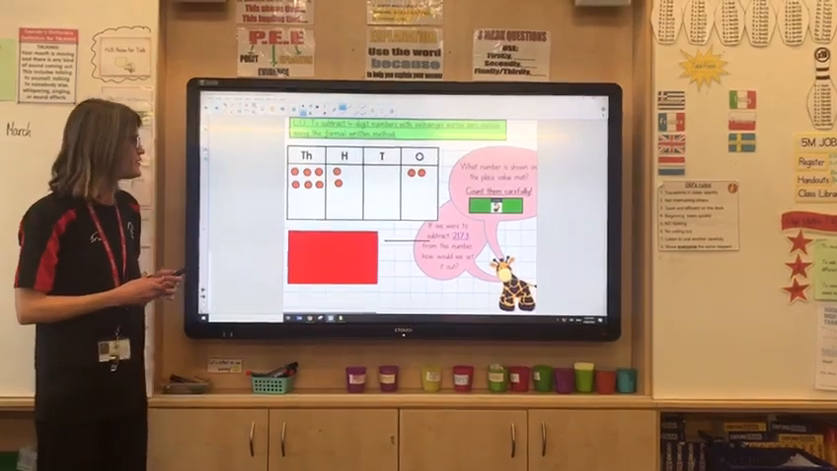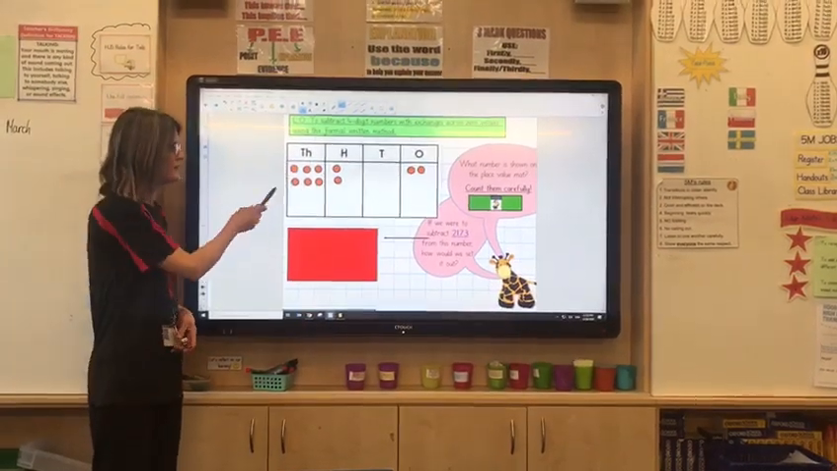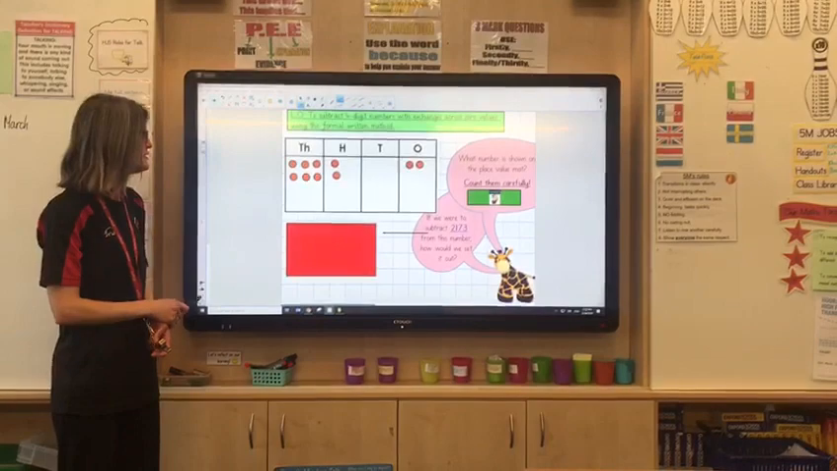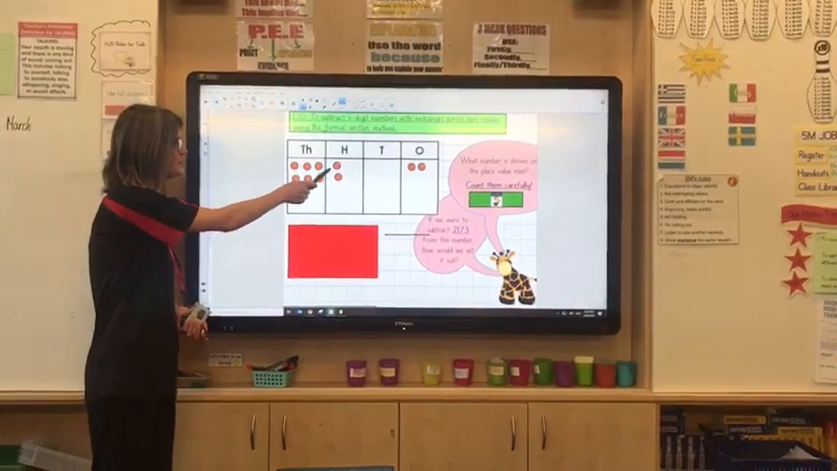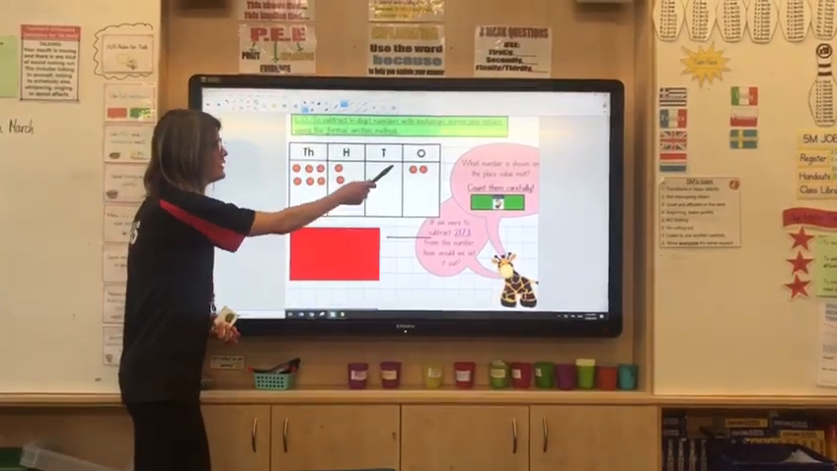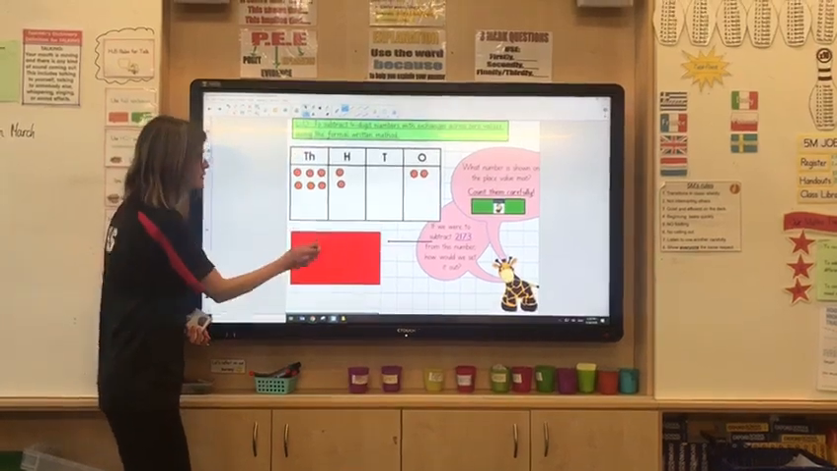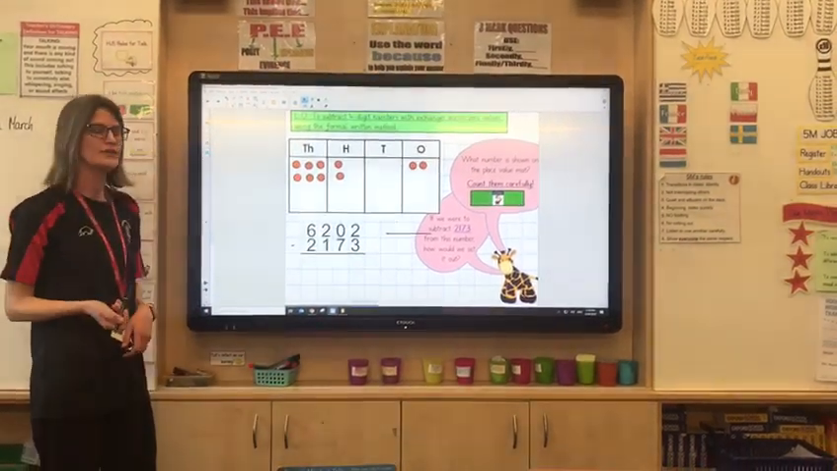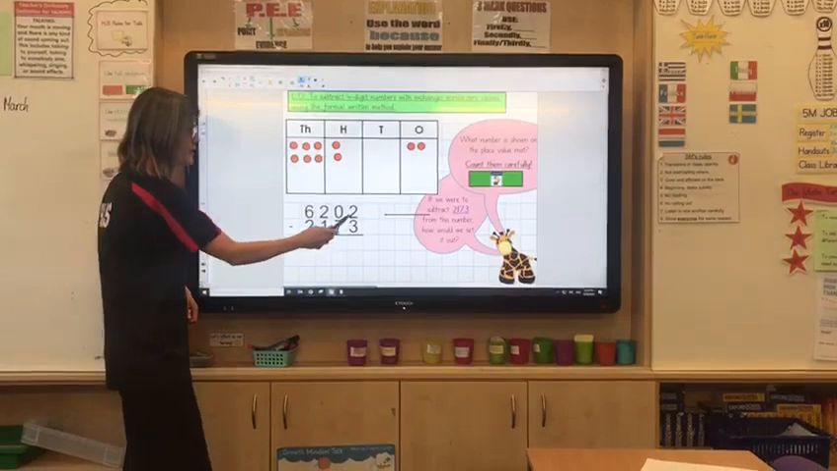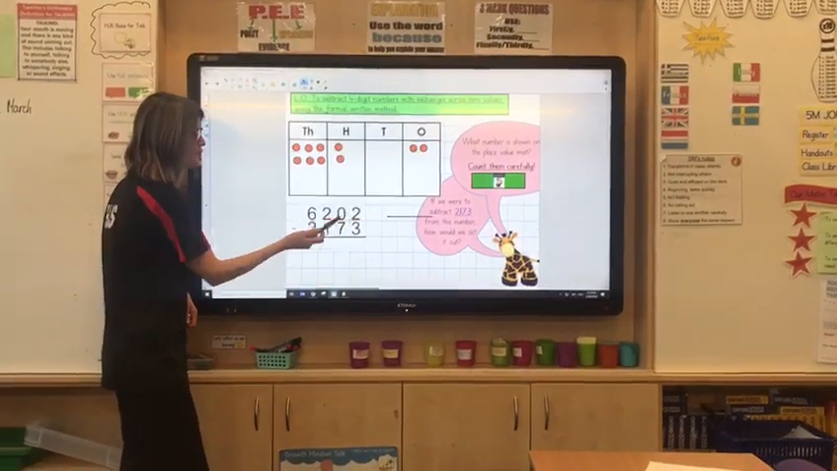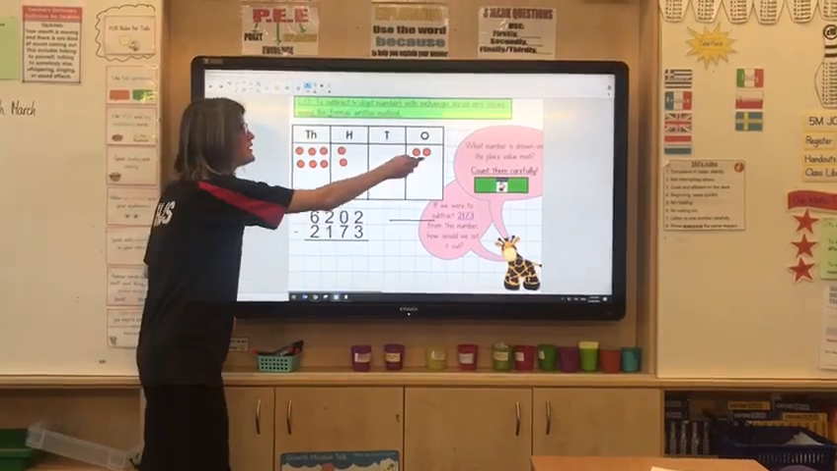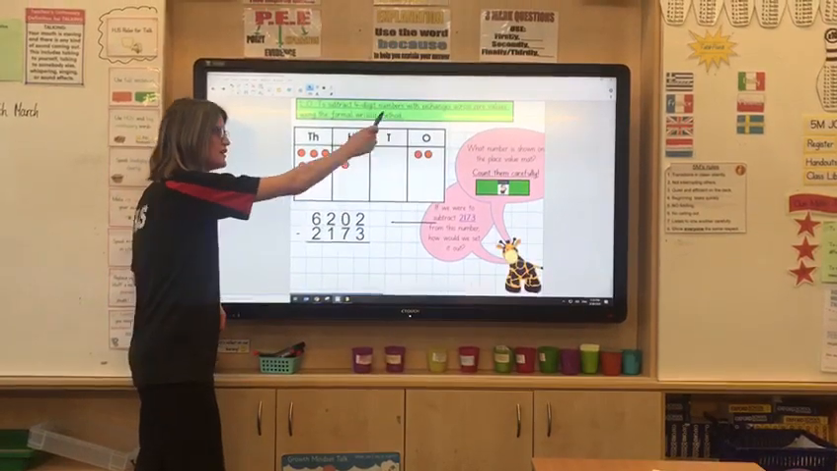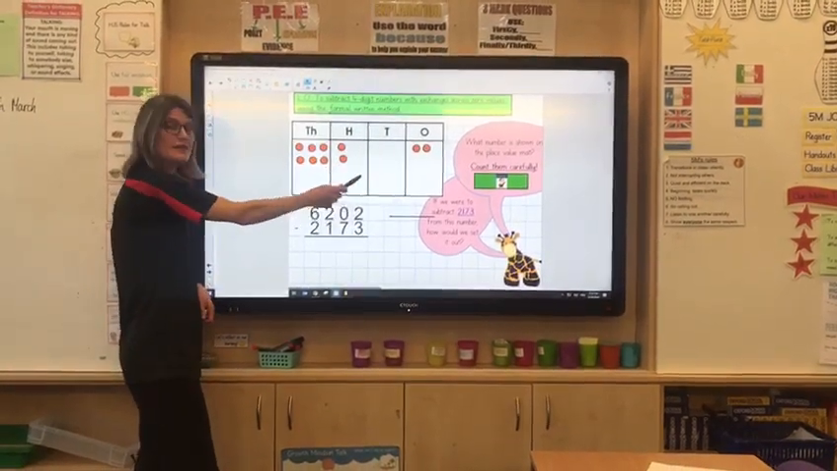Okay, let's have a go at our next one. Have a look at the place value grid and identify the number that's represented. We've got 6,000, 200s, no tens and 2 ones. And we're going to subtract 2,173. I've got 3 ones to take away from my 2 ones. I can't do it, I don't have enough there. I go to my next place value, I haven't got anything there either.